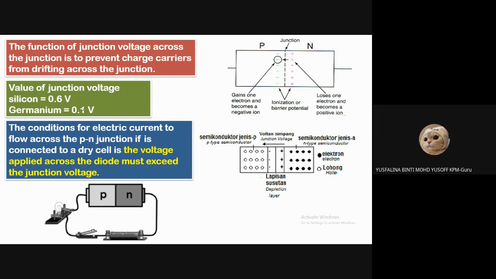So here, this one electron becomes a negative ion, and this one loses one electron because the electron already goes here and the hole goes here, right? So this will be a barrier potential. We keep the negative and the positive at the sides so they don't go around like that. This is the depletion layer. I already explained this.